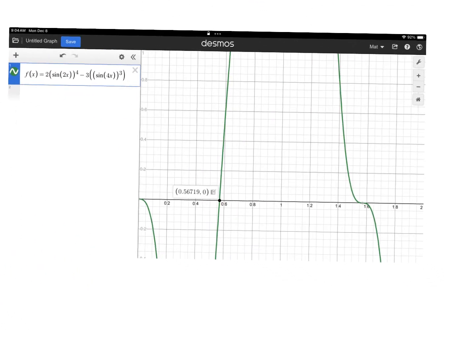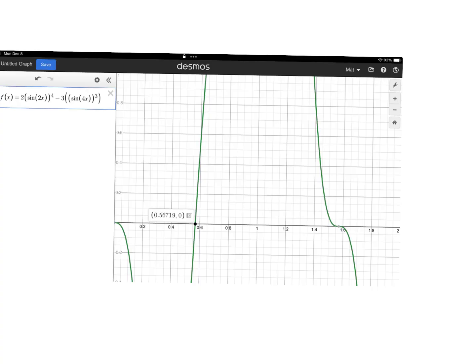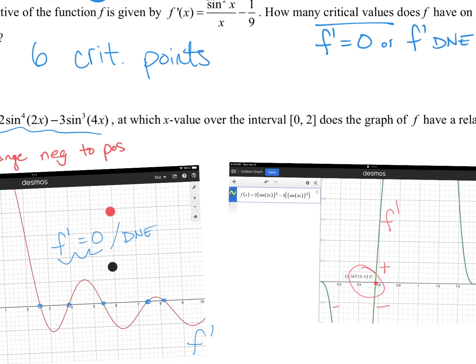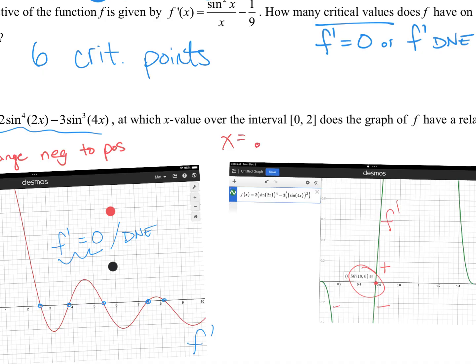So I graphed it on Desmos. Here it is right here. Here's a graph of f prime. And I see f prime is negative, negative, and then changes to a positive right here. And if you are on Desmos, you just click the point, and it says 0.567. So at x equals this number, f has a relative minimum.